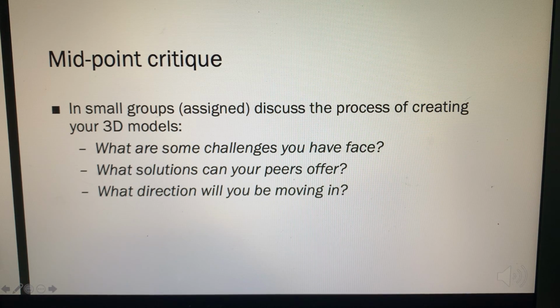Halfway through the completion of the 3D model project, students will participate in a midpoint critique. Assigned in small groups, the students will discuss the process of creating their 3D models. They will ask the questions: what are challenges that you faced? What are solutions that the peers can offer? And what direction will they be moving forwards?